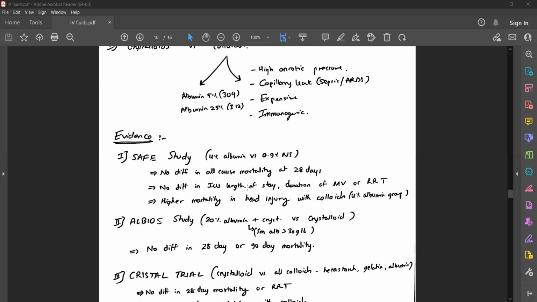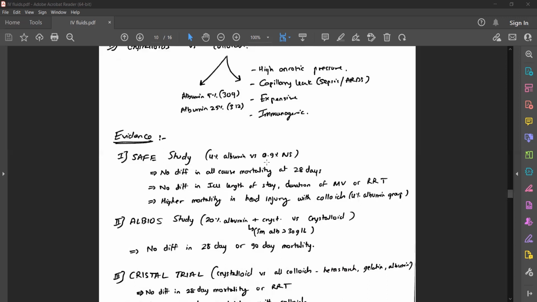It also did not show any difference in the ICU length of stay, duration of mechanical ventilation, or renal replacement therapy. It actually was associated with higher mortality. It showed that albumin was associated with higher mortality in head injury patients who were resuscitated with colloids in the 4% albumin group. The subgroup analysis of this trial in cases of severe sepsis showed some benefit of using albumin in cases with severe sepsis. However, this was not statistically significant.